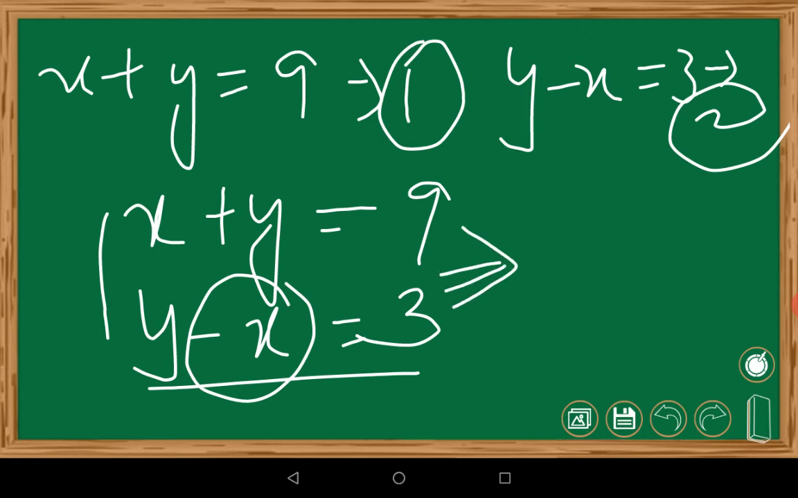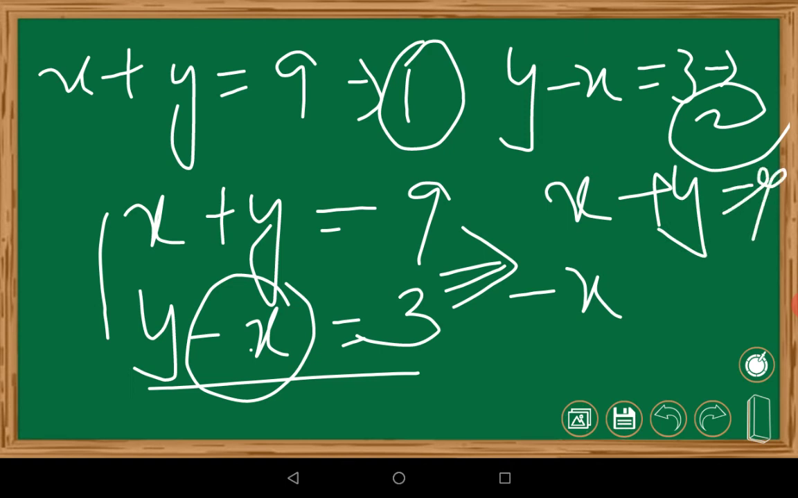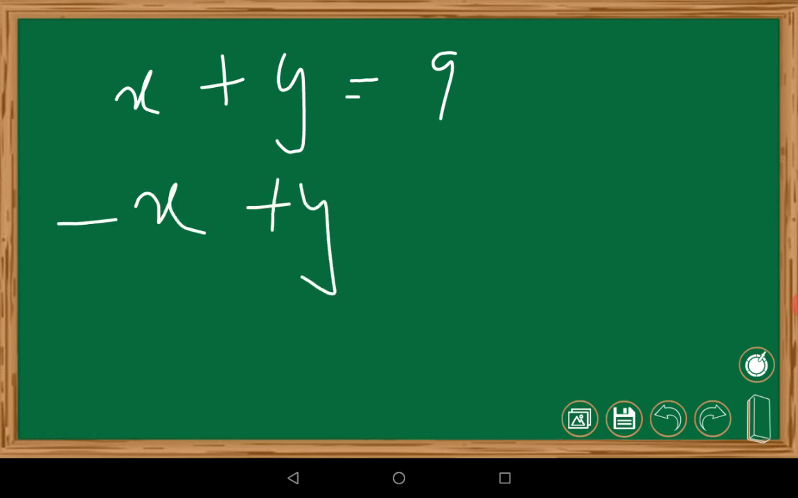x, here minus x, it goes that side, minus x. Then here already plus y is there. Is equal to 3. Let's make it fresh. Okay, so x plus y is equal to 9 and minus x plus y is equal to 3. Clear? Yes. Now, what can we cancel?